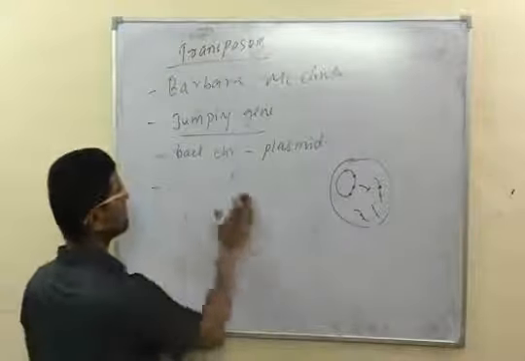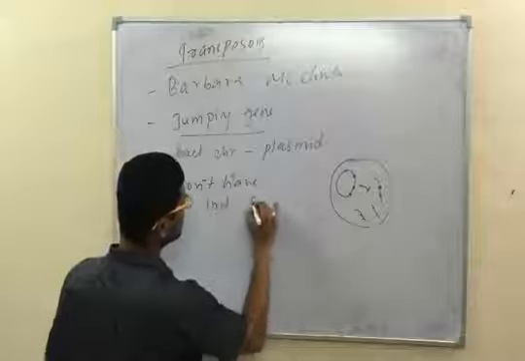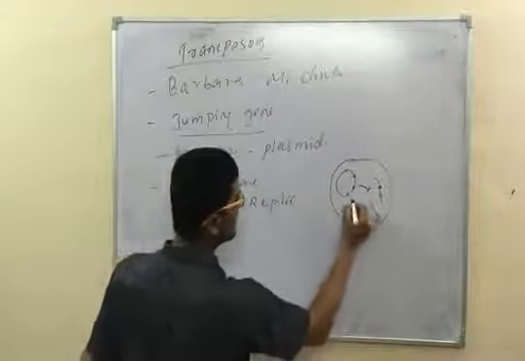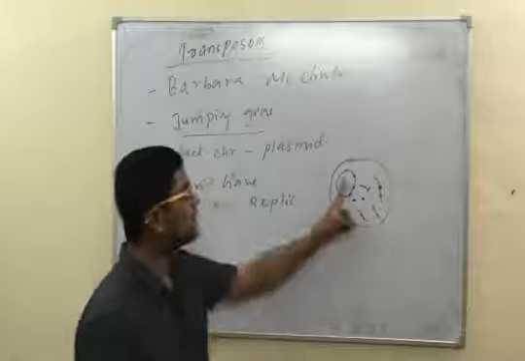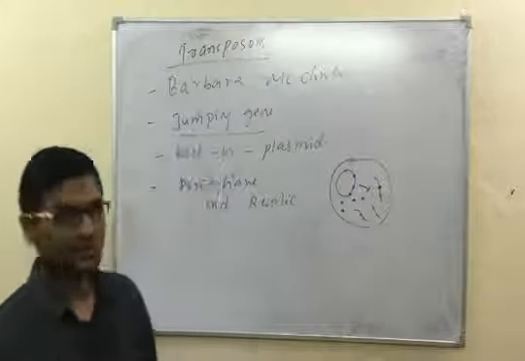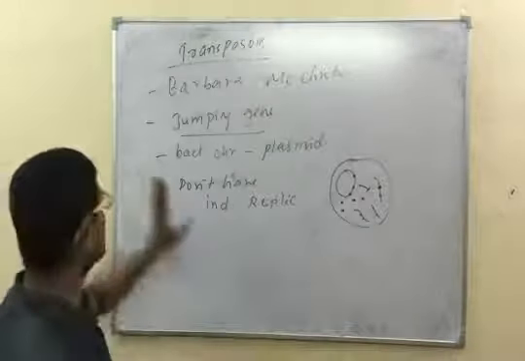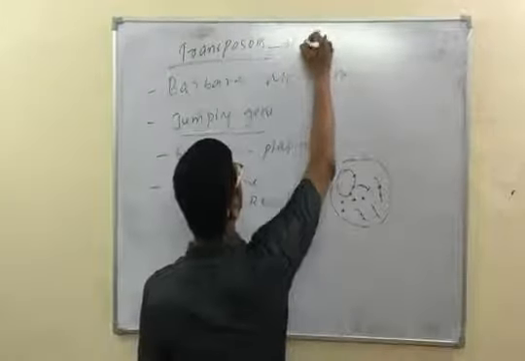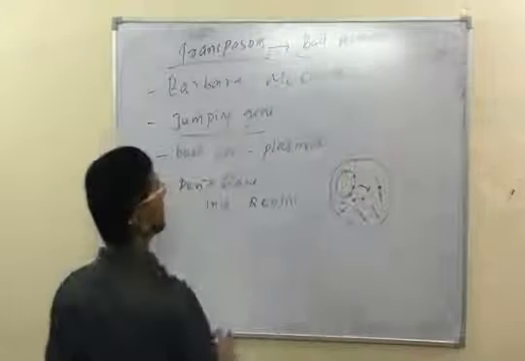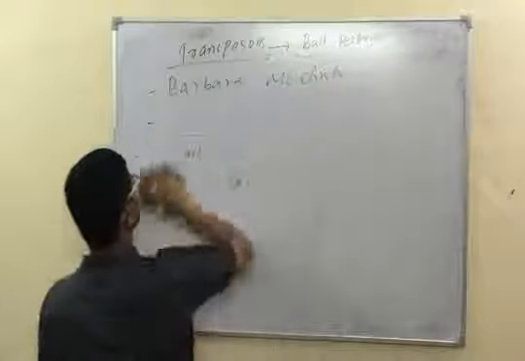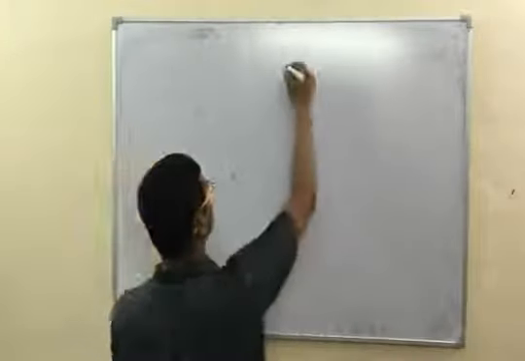They differ from plasmids in that they do not have independent replication. If the transposons are outside, they cannot duplicate by themselves. They can duplicate only when they are integrated into the bacterial chromosome or into a plasmid. Transposons also have importance in bacterial drug resistance. Various drug resistance genes are coded by transposons. So this is all about transposons. Now I will tell you the various methods of bacterial drug resistance.